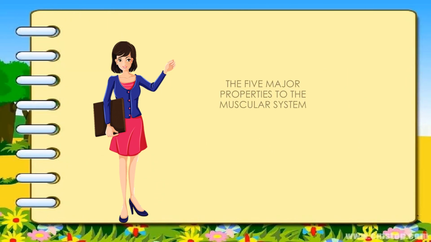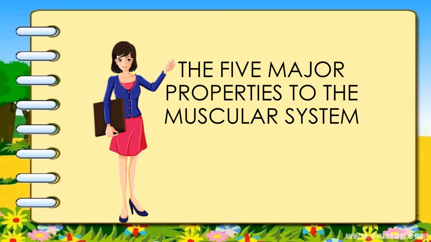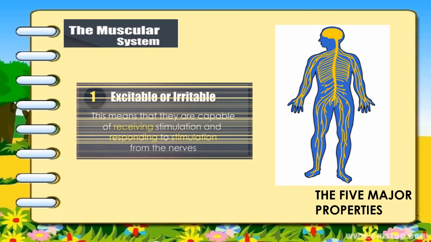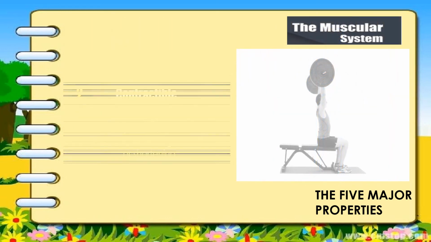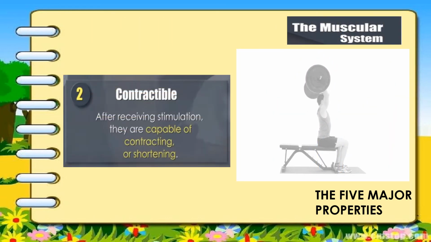The 5 major properties of the muscular system. The first property of the muscular system is what we call excitable or irritable. This means that they are capable of receiving and responding to stimulation from the nerves. The second property is contractible. After receiving stimulation, they are capable of contracting, or shortening.